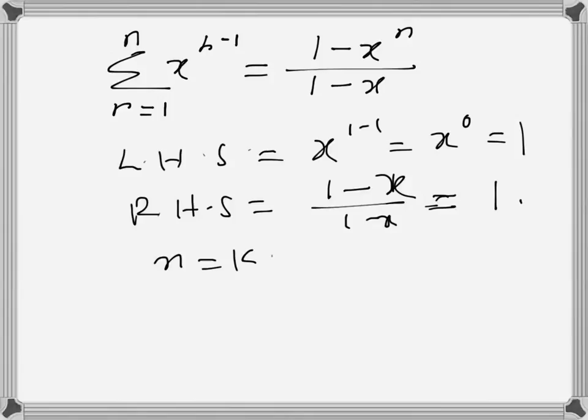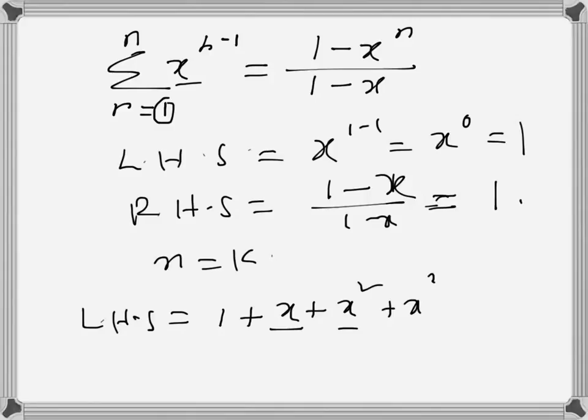So let's do that. The left hand side when n is equal to k becomes 1 plus x plus x squared. It goes on like that, because when r is 2, this is 2 minus 1, that is x to the power 1. Then when it is 3 minus 1, that's 2, and so on, up to when it will become x to the power k minus 1. So that is the left hand side when n is equal to k.